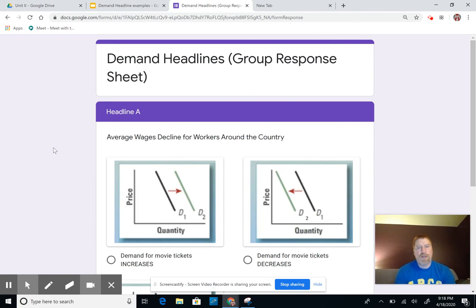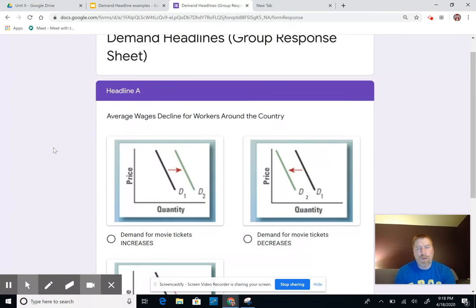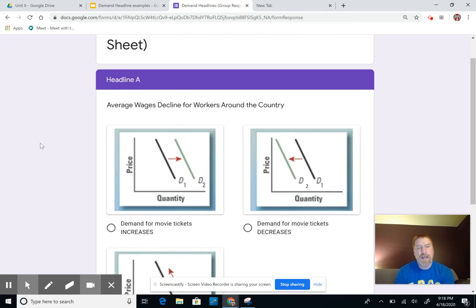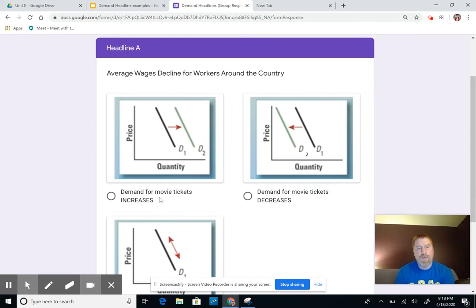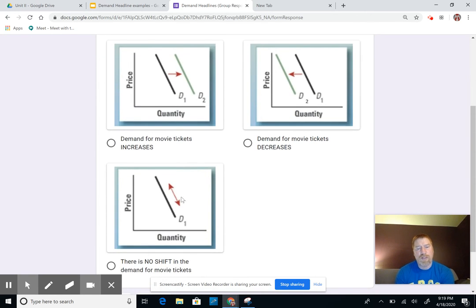Here's where you're going to read a demand headline and decide which graph is appropriate and which shifter it is. So you might want to have your notebook open so that you know the shifters and what they all are, and then the graphs for them too. It says average wages decline for workers around the country. And then it says, what will happen for movie tickets? So it's demand for movie tickets. If my wages went down, would I be able to buy more movie tickets or fewer movie tickets? Or are they talking about the price of the product, which would be no shift?